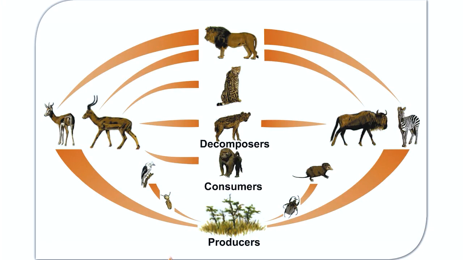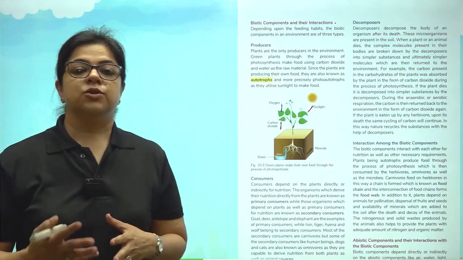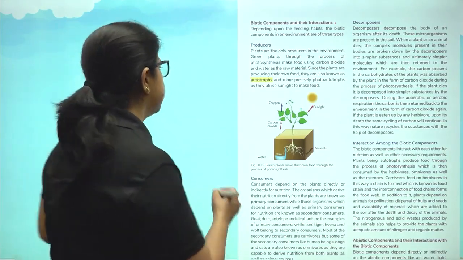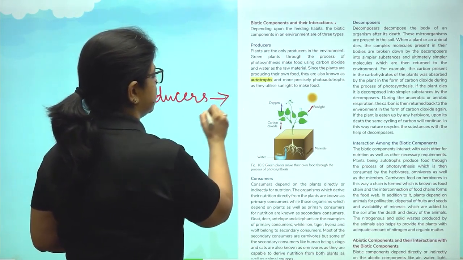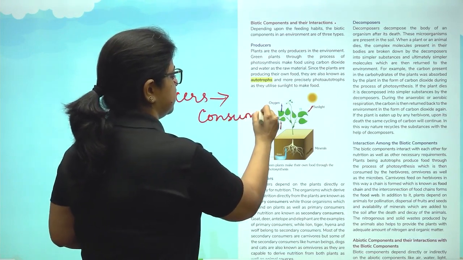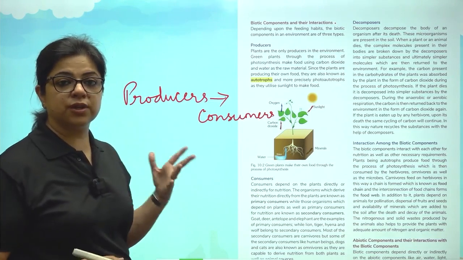Green plants that prepare their own food by the process of photosynthesis using carbon dioxide, water, and energy from the sunlight are called producers. Organisms that depend directly or indirectly on the food prepared by the plants are called consumers. So now we have basically understood that there are producers and there are consumers. We also have understood what are primary consumers, secondary consumers, and tertiary consumers.